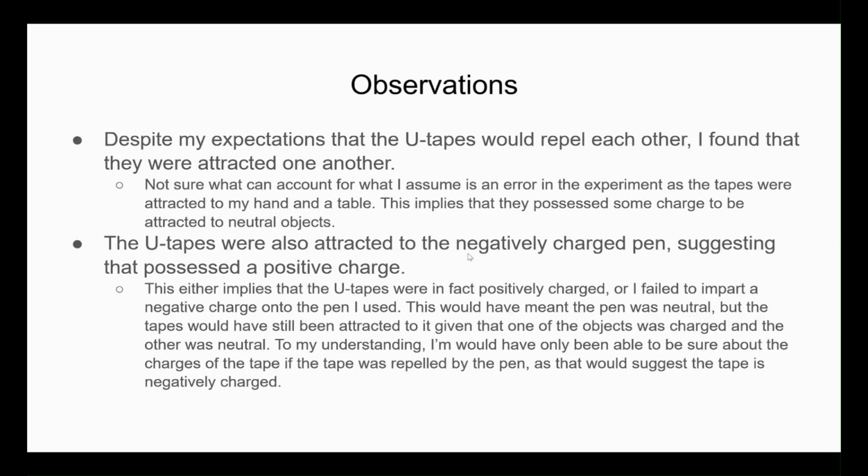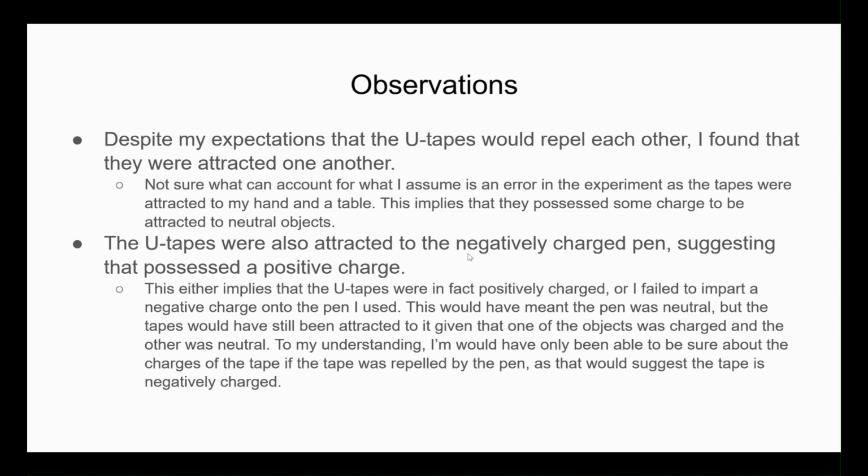My general observations for the beginning of the experiment were that despite my expectations, the U tapes did not repel each other and instead were attracted to one another. This is some very confusing error that I ran into in my experiment and pretty much disabled me from continuing with it effectively. I'm pretty sure the tapes were intended to repel one another. I don't know why this happened. They definitely possess a charge because they were attracted to neutral objects, but this is the result that I observed.